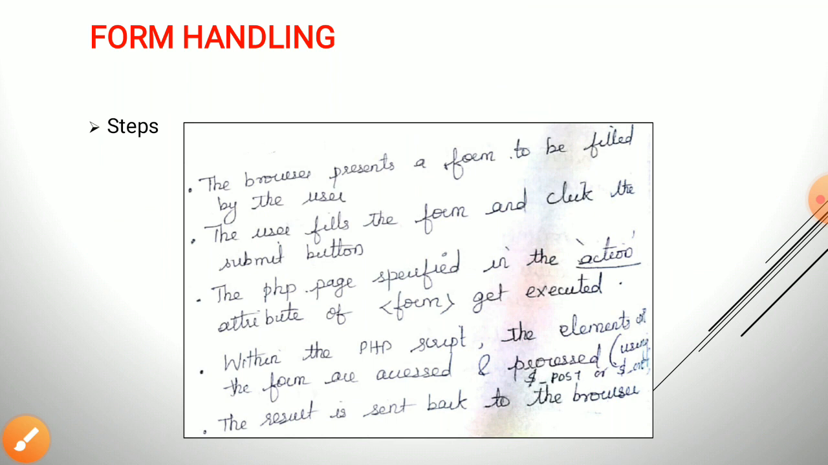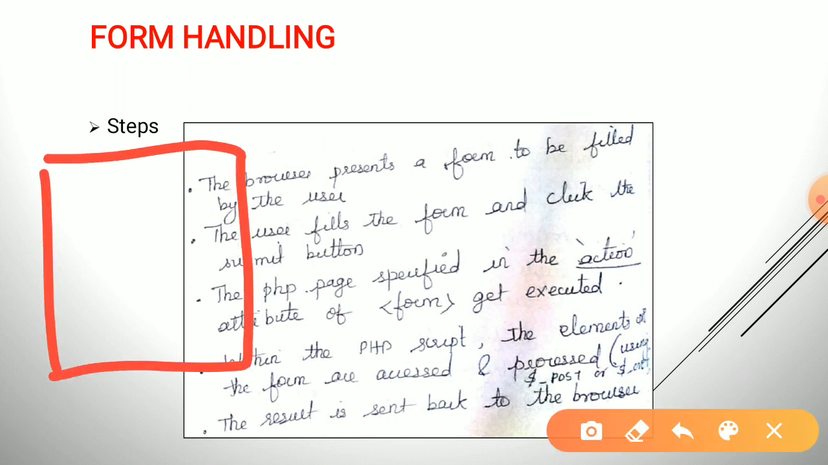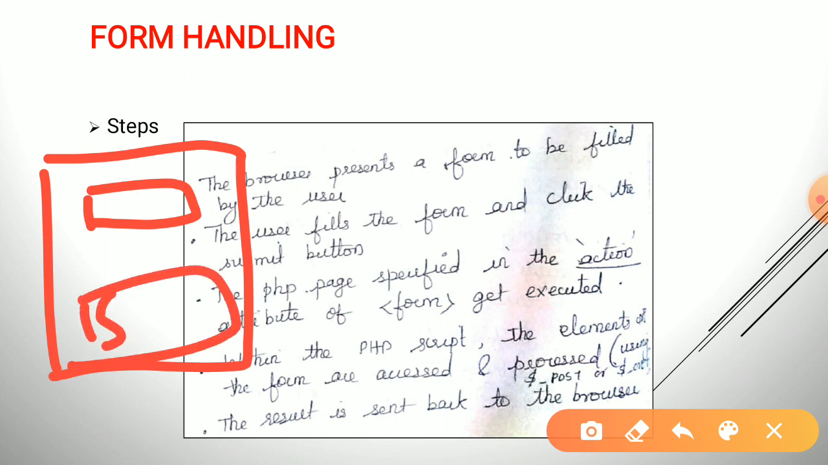Now let's see the steps in form handling. The first step is that the browser presents a form to be filled by the user. We know how to create a form using HTML. It may contain some text boxes, checkboxes, radio buttons, etc., and finally a submit button also. The second step is that the user fills the form and clicks the submit button.